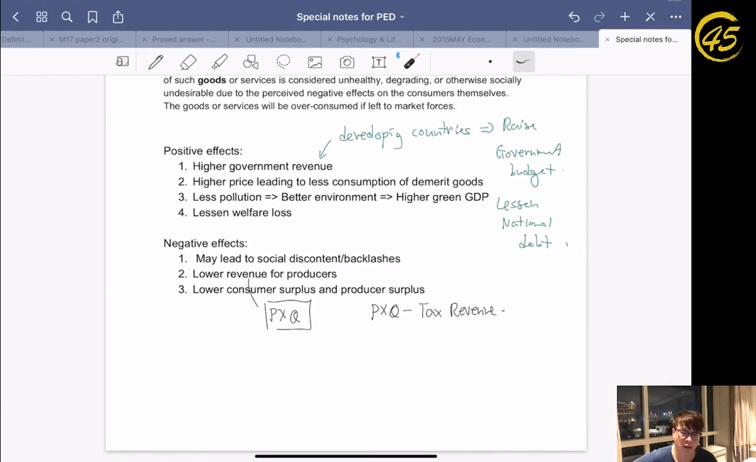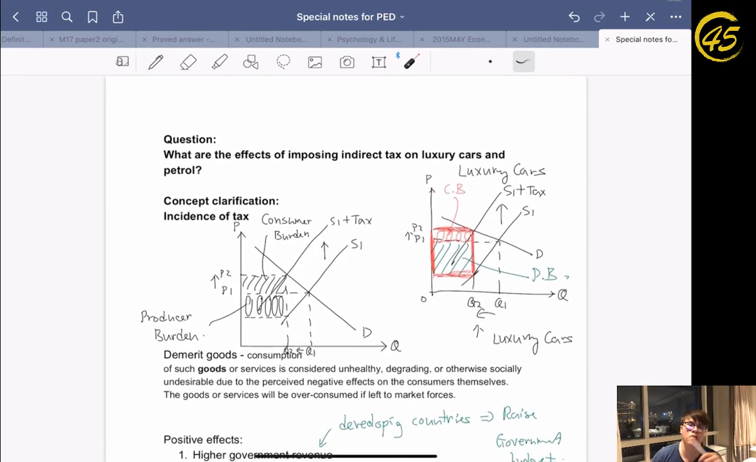Third, it lowers the consumer surplus as well as the producer surplus. It is not hard to understand, because consumer surplus refers to the gain of the consumers, and producer surplus refers to the gain of the producers. As we can see, the price is increased, and the amount that can be purchased by the consumers decreases, so their consumer surplus must decrease. For the producer surplus, it is a similar situation. The marginal cost has been raised because of the tax being imposed. So this is how you answer this question.